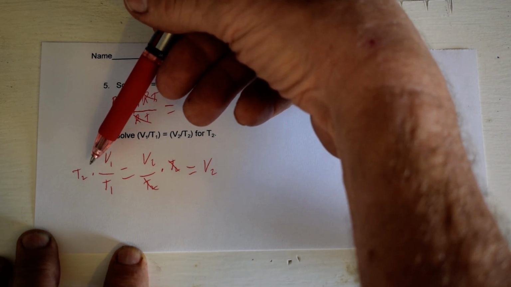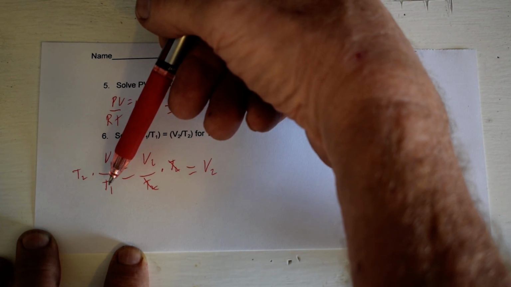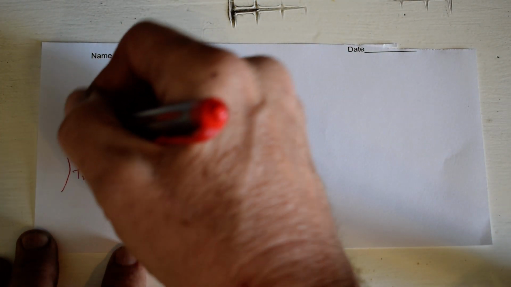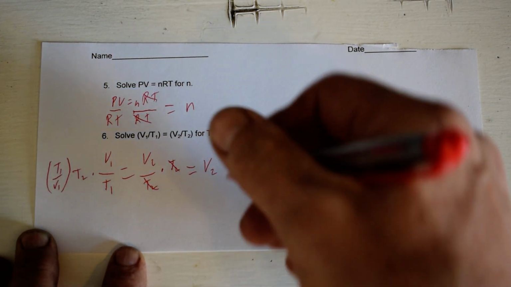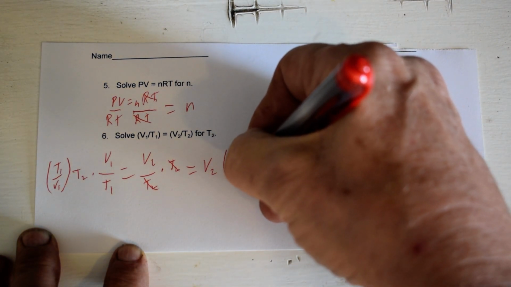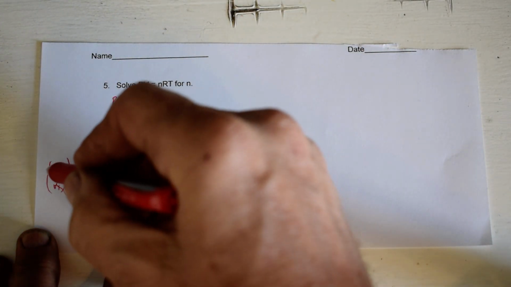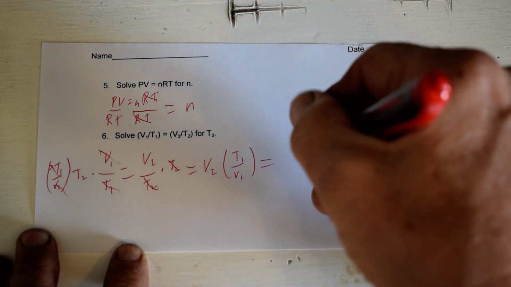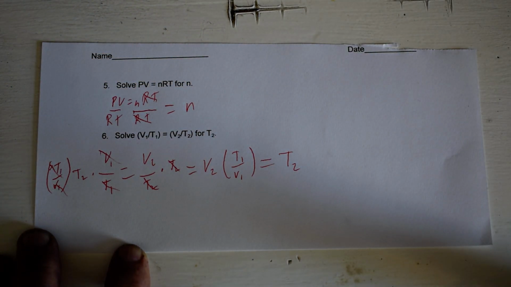But T2 is still not isolated, so we need to multiply by the inverse of this V1 over T1. So we're going to multiply by T1 over V1 on both sides. So over here, V1 over V1 cancels off, T1 over T1 cancels off, so that leaves the left side equaling T2. So we have isolated our temperature 2.